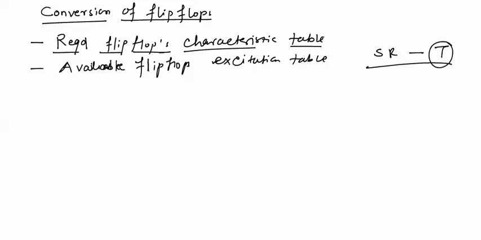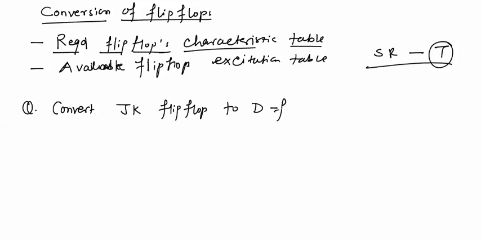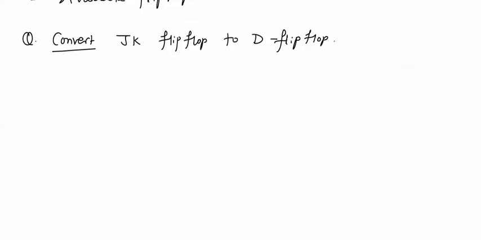We'll take one example. Convert JK flip-flop to D flip-flop. Already we have converted. We know how to construct a D flip-flop using JK flip-flop. Now we will follow the procedure of flip-flop conversion.